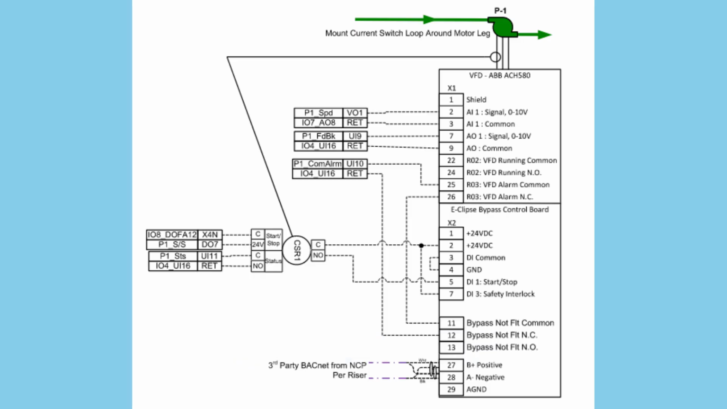The pump, which circulates chilled water through the system. The VFD drive, in this case an ABB ACH580, which adjusts the motor speed. The pump VFD drive could be from a different manufacturer in the HVAC field. I used an example of an ABB VFD drive for this video.